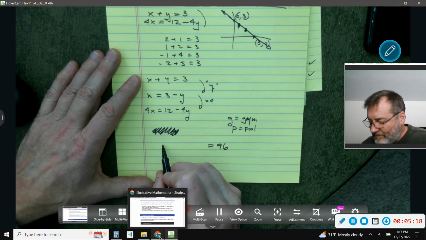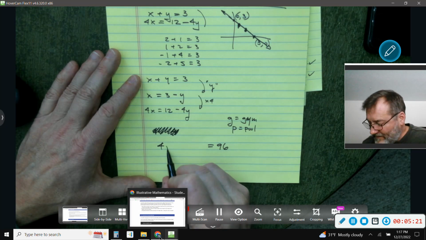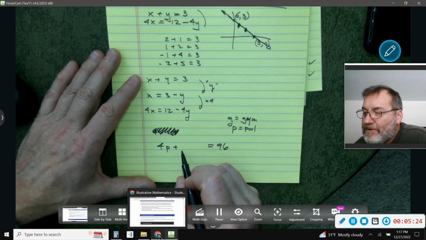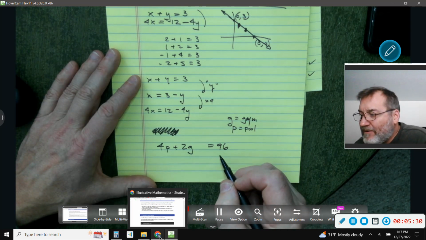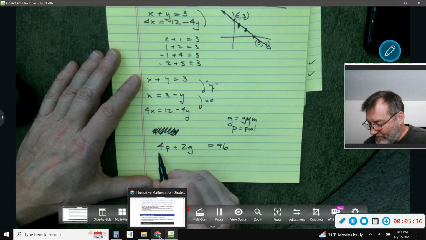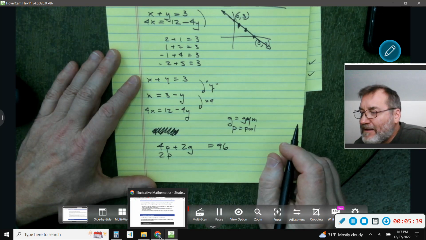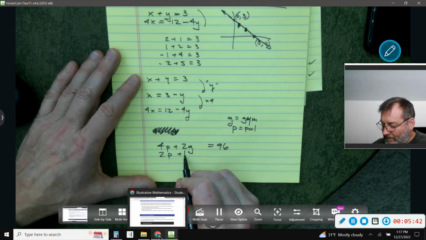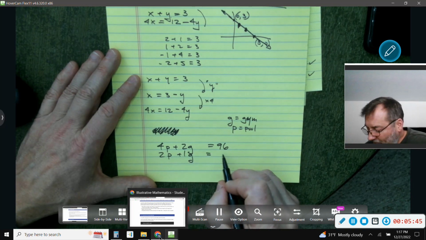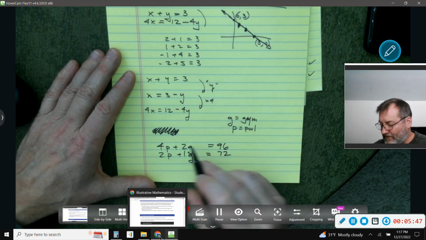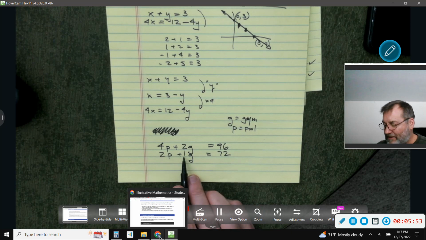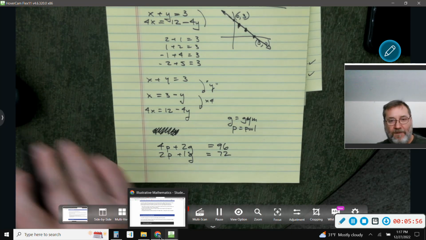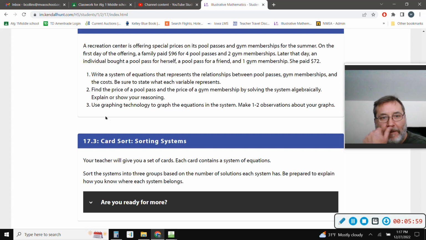They got 4 pool passes and 2 gym memberships, and they paid $96. Later that day, an individual bought a pool pass for herself and a pool pass for a friend, so 2 pool passes, 2P, and 1 gym membership, plus 1G, and that came up to a total of $72. Okay, so here's your system of equations: 4 pool passes plus 2 gym memberships equals $96. 2 pool passes plus 1 gym membership equals $72. Okay, so let's go back to our equation and see what they want here.